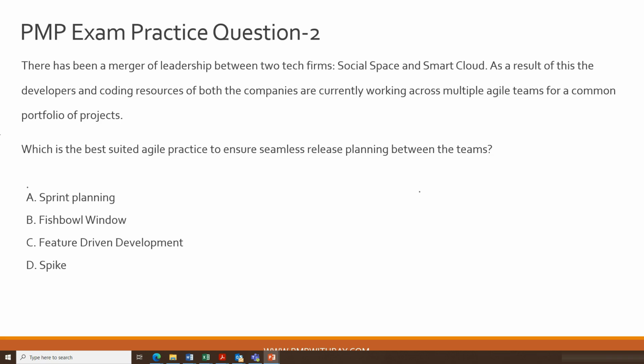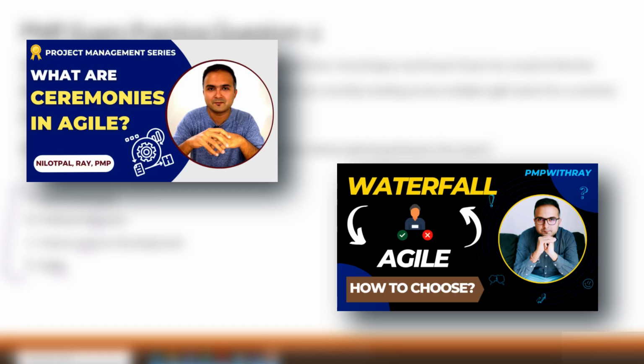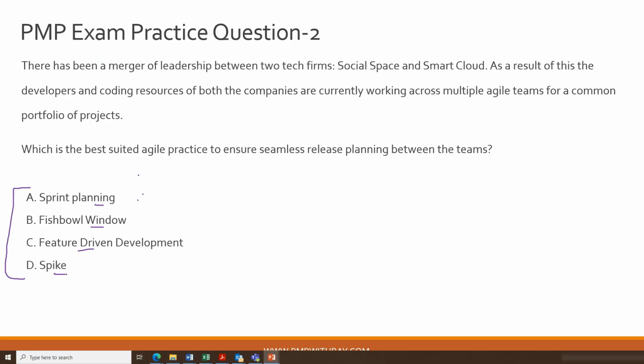Okay, so basically you need to know what these terms mean. Okay, so what is sprint planning, what is fishbowl window, what is feature driven development, what is a spike, etc, etc. So I would recommend here to watch the videos on my YouTube channel where I have discussed such critical topics about agile which will be important from a PMP exam standpoint.